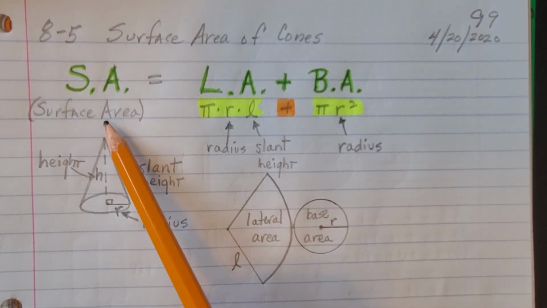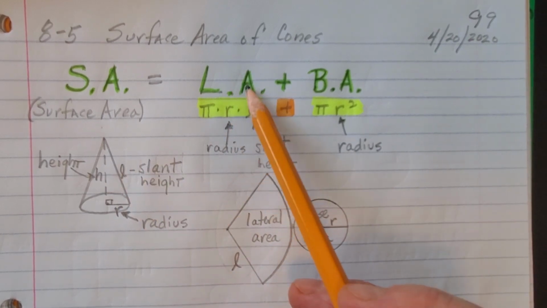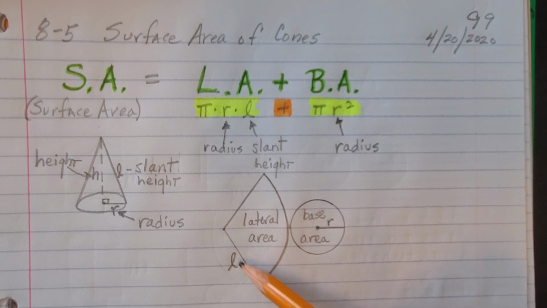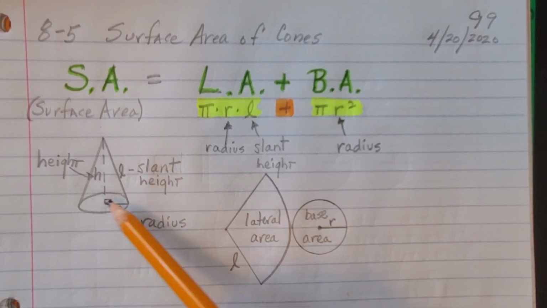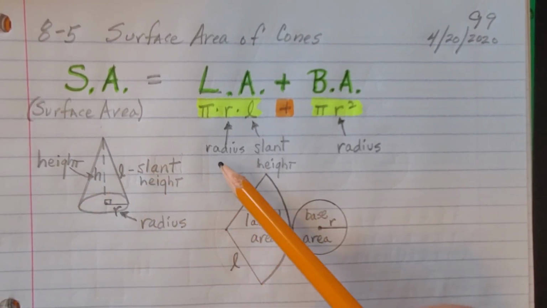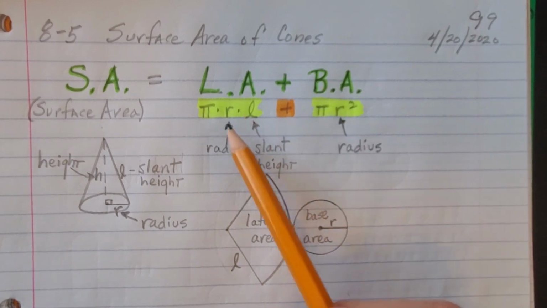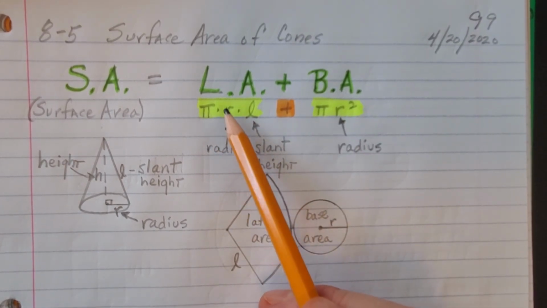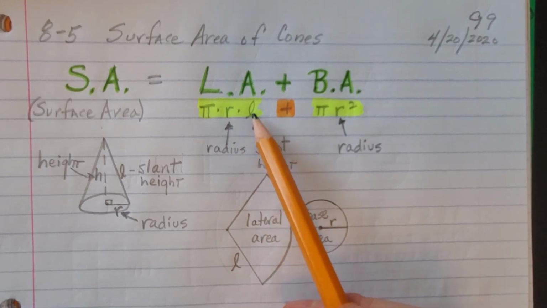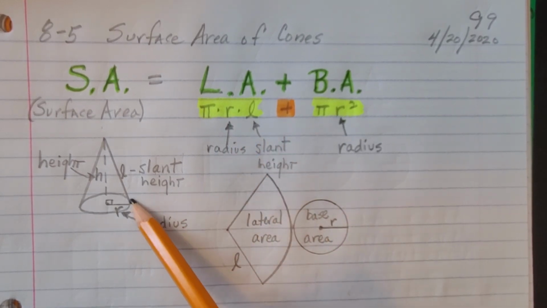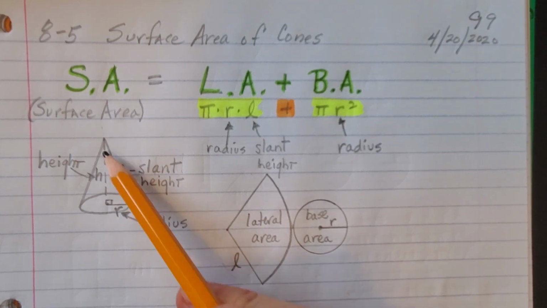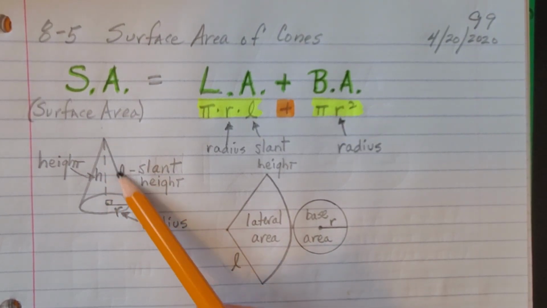So the surface area of a cone is the lateral area plus the base area. Now the lateral area is just this part of the cone, which is the wrapped around part. You'll see that in my demonstration if you watch my daily briefing. So that lateral area by formula is pi times r times L. L is called the slant height. It's the slant of that cone, on this side. Not the height in the middle, it's a slant.